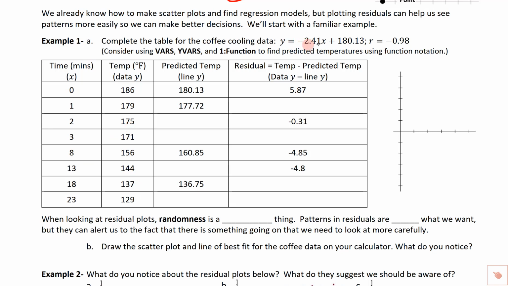Now, I've taken the liberty of writing down the linear regression model. Remember, it's negative 2.41x plus 180.13. And the correlation coefficient for that was negative 0.98. It was a very strong correlation. So we're in good shape there.